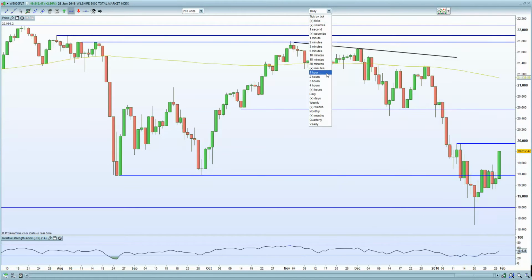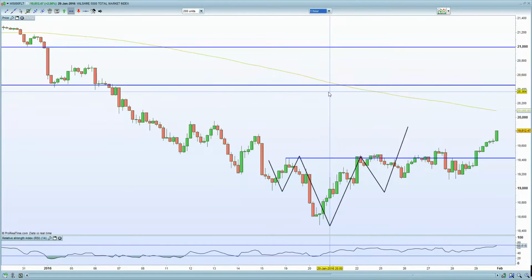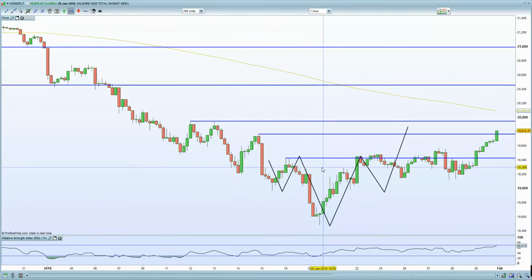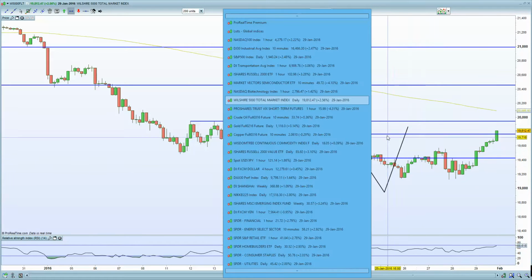Okay, now going into a 60-minute chart, inverted head and shoulders formation wants to scream higher. The resistance zones to watch is this level here and this level here. So certainly very close and approaching key resistance zones on the Wilshire 5000. So bear that in mind. Now let's bring up the chart.